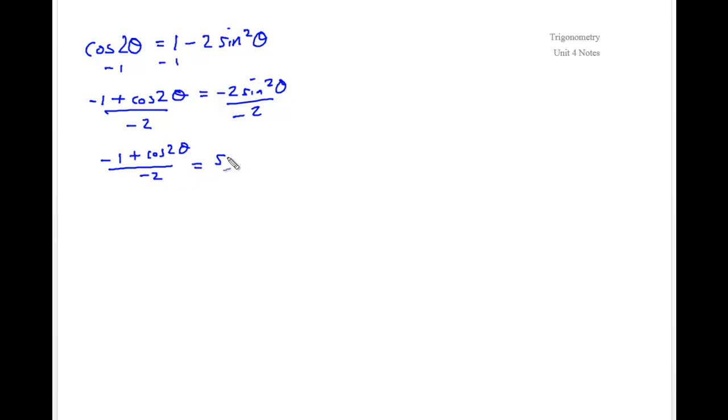Hold on a moment here. I got negative 1 plus cosine of 2 theta, and this is equal to negative 2 sine squared theta. Now the next thing I'm going to do is divide both sides by negative 2. If I divide both sides by negative 2, what I then have is negative 1 plus cosine of 2 theta divided by negative 2 equals sine squared theta.